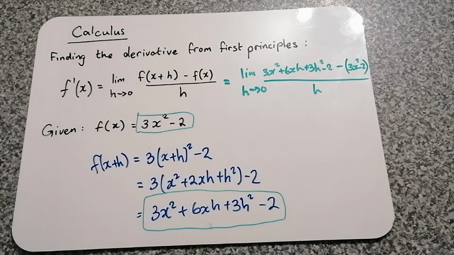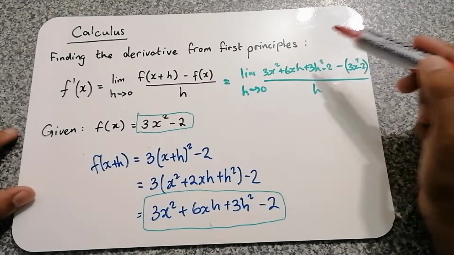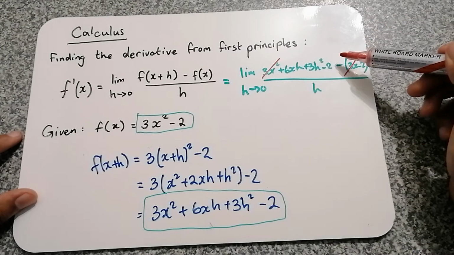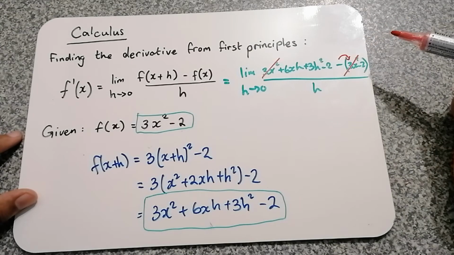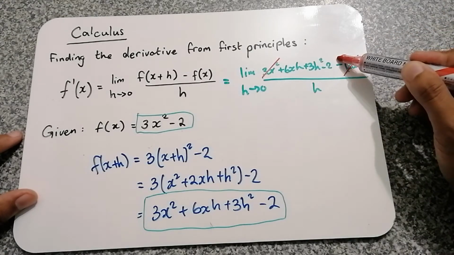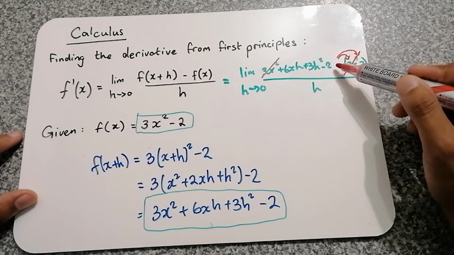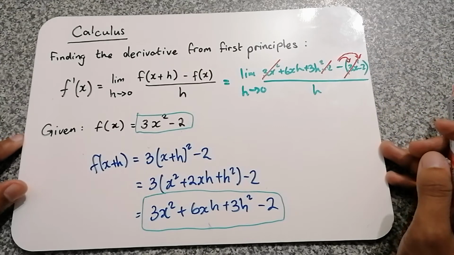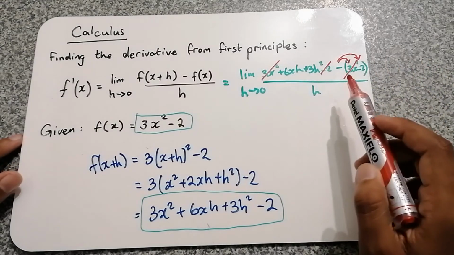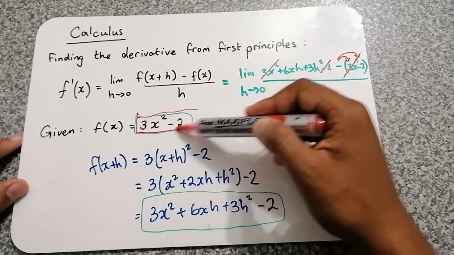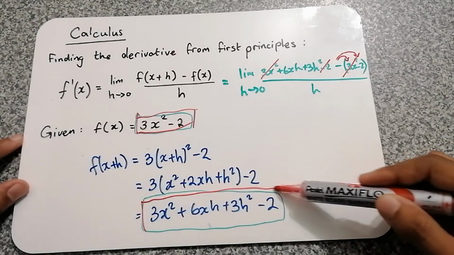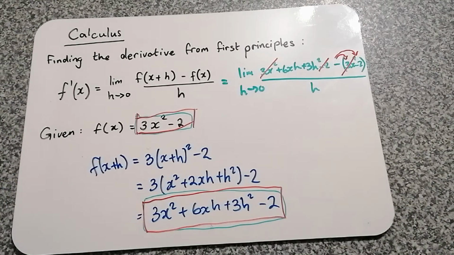What happens now is this 3x² cancels with the negative 3x² inside this bracket. When we multiply the negative inside, that 3x² becomes negative, so it cancels with this one. And this negative 2 inside the bracket will then become a positive 2, and that positive 2 will cancel out with this negative 2. I want you to always pay attention to this: the original function, 3x² - 2, will always cancel with part of this f(x + h) function. And what you notice is you are just left with the terms that all have an h.